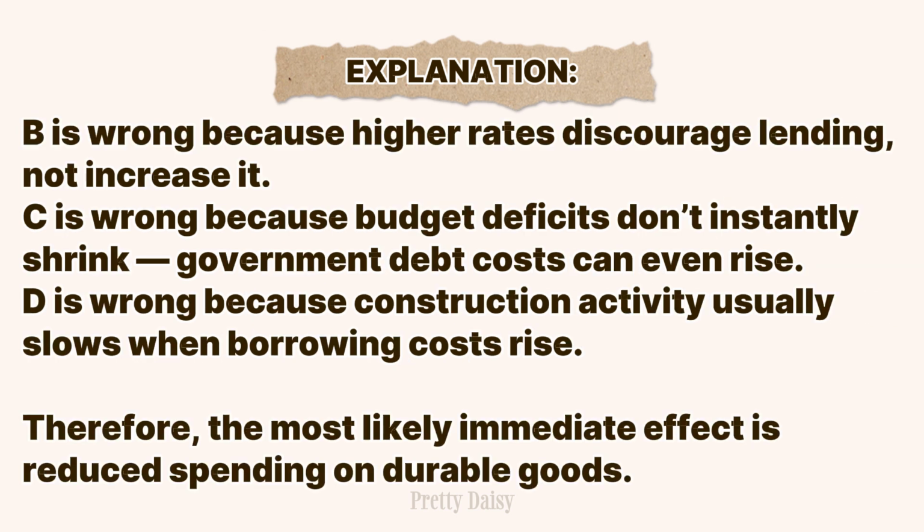B is wrong because higher rates discourage lending, not increase it. C is wrong because budget deficits don't instantly shrink. Government debt costs can even rise. D is wrong because construction activity usually slows when borrowing costs rise. Therefore, the most likely immediate effect is reduced spending on durable goods.